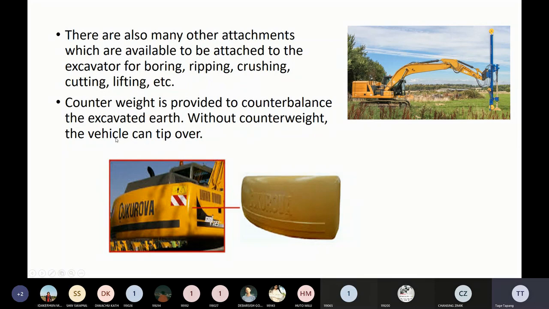Counterweight is provided to counterbalance the excavated earth. Without counterweight, the vehicle can tip over. You see, the rear end of the house is the counterweight.